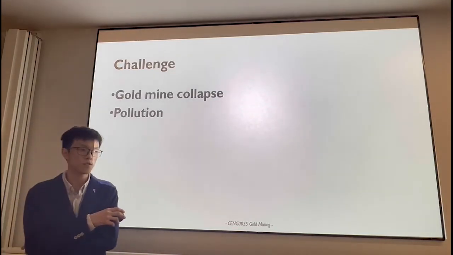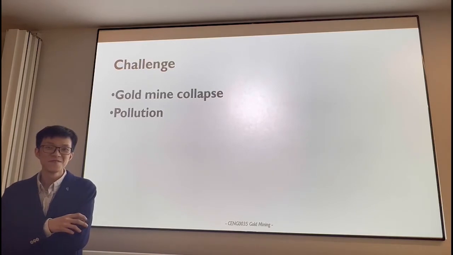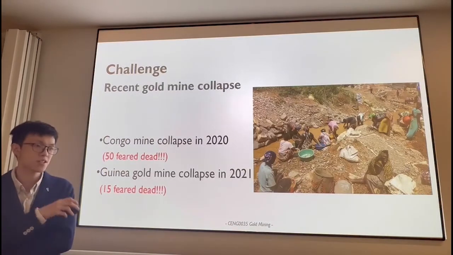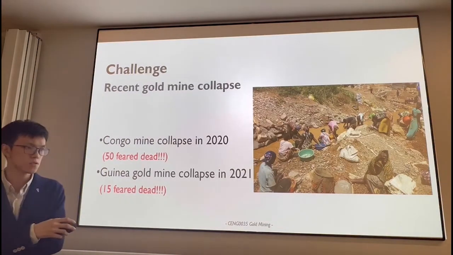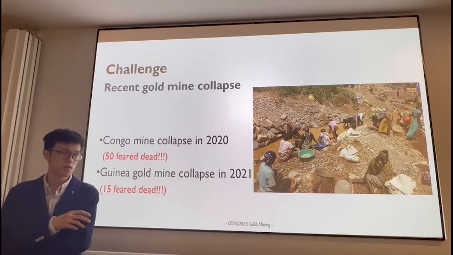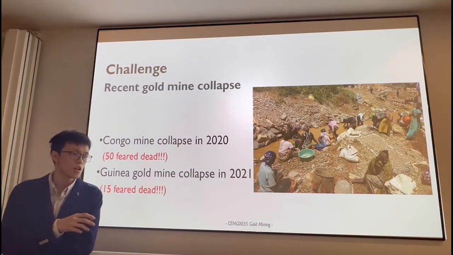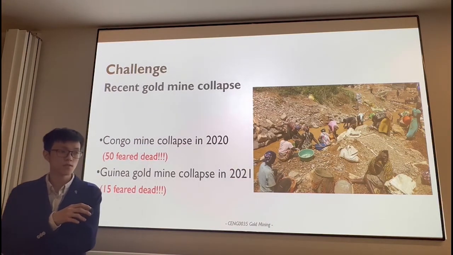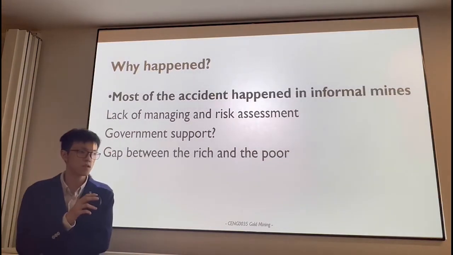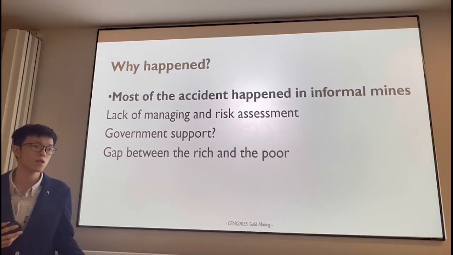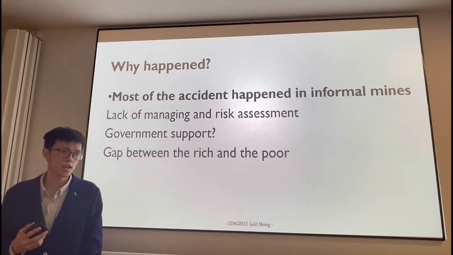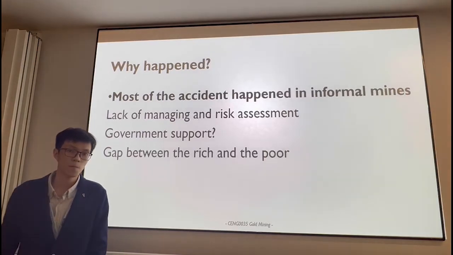First one is about gold mine collapse. Second one is about pollution. As you can see, there are two serious accidents nowadays. The first one is the Congo mine collapse in 2020, and the second one is the Guinea gold mine collapse in 2021. However, why did this happen? Most of the accidents happened in informal mines because of a lack of management and risk assessment, government support, and maybe the gap between the rich and the poor is also a quite serious problem.